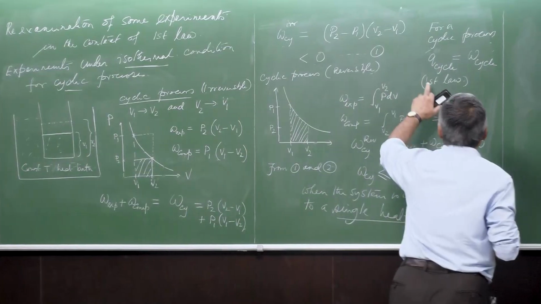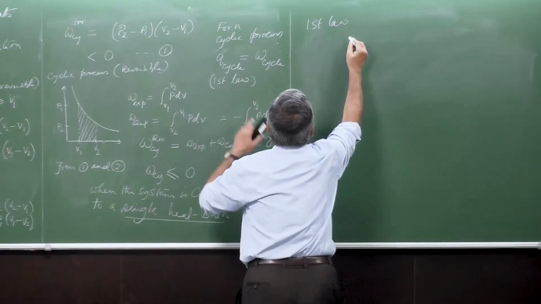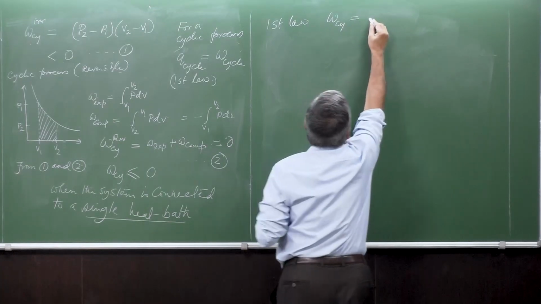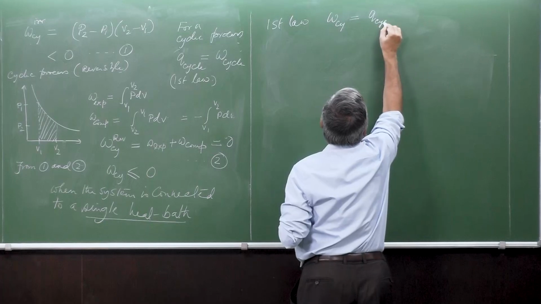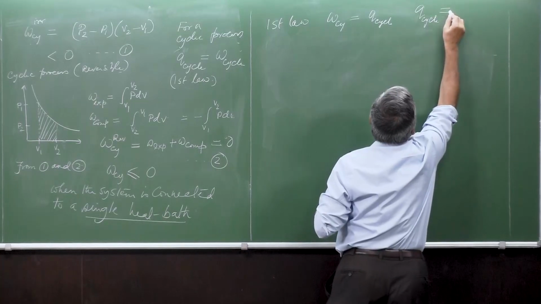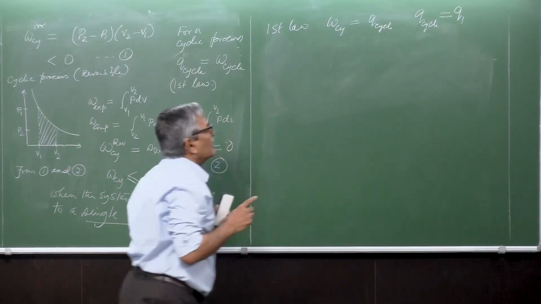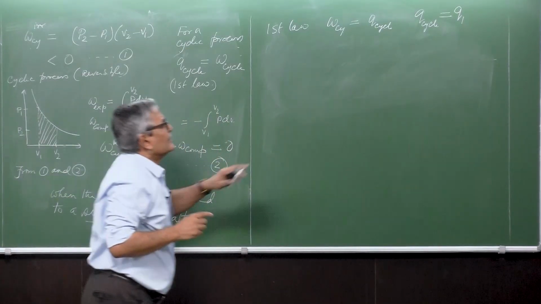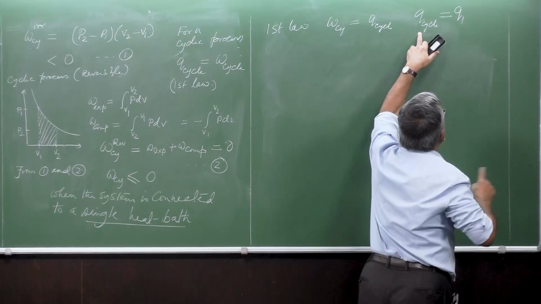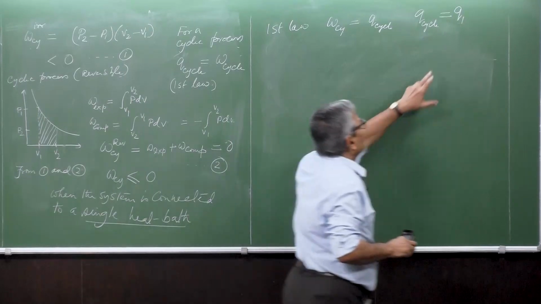I have the first law. The first law tells us that W cycle is equal to Q of cycle, and the Q of cycle is equal to Q1. That is, I have only one heat bath, so the heat which flows between the bath and the system over the cycle is just Q1.